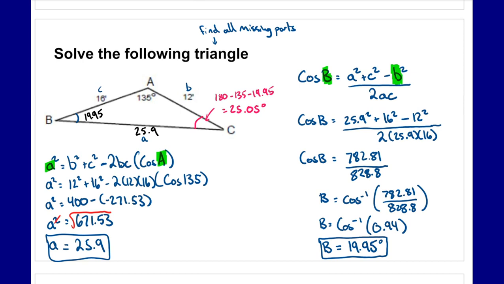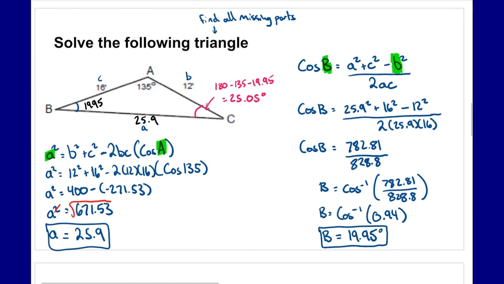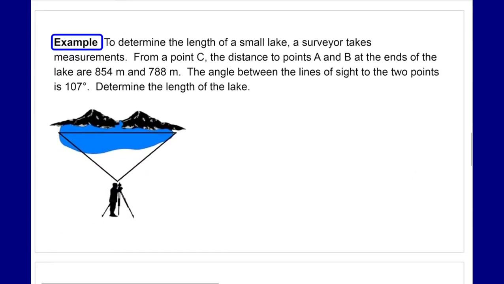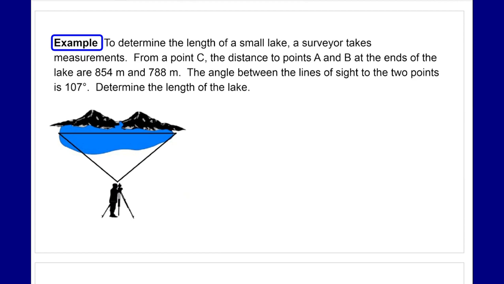So let's take a look at some word problems, just again to get an idea of going through these same questions and trying to place the information on a diagram. So, in our first example, to determine the length of a small lake, a surveyor takes measurements. From a point C, the distances to point A and B at the ends of the lake are 854 meters and 788 meters. The angle between the lines of sight to the 2 points is 107 degrees. Determine the length of the lake.